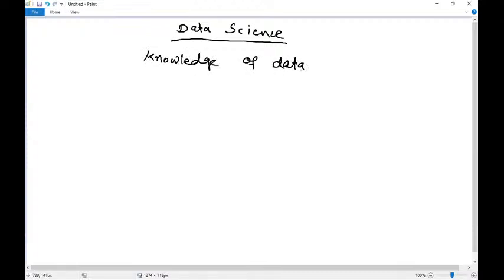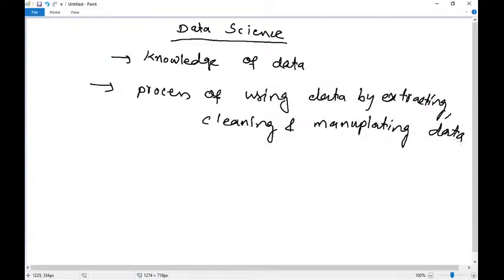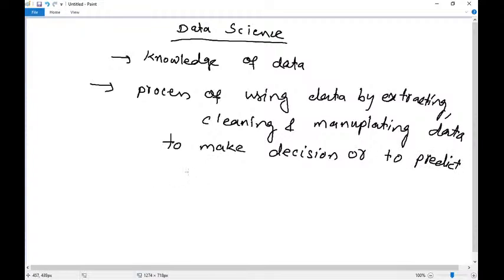And the second thing is I can define it another way. Data science is a process of using data by extracting, cleaning and manipulating data to make a decision or to predict some outcome. Now, is it clear what data science is?